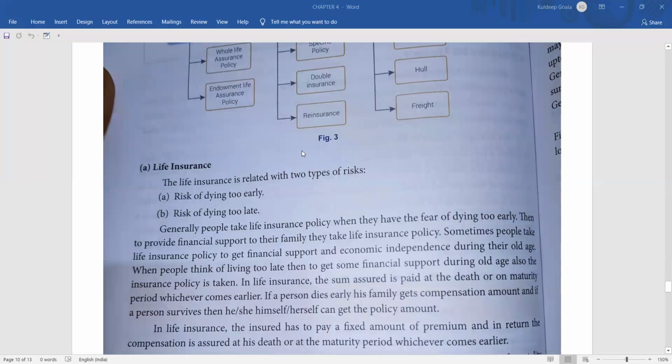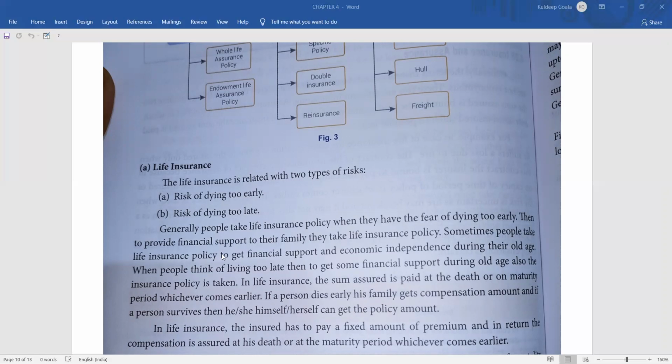First is life insurance. So what is life insurance? Life insurance is related to two types of risks. One, the risk of dying too early, and the other one is the risk of dying too late. Generally people take life insurance when they have the fear of dying too early, isn't it? They don't think that I'll die too late, so I'll not take the insurance. It's not that. People are thinking about what will happen to my family if I die too early. So because of that only they take the insurance, isn't it?